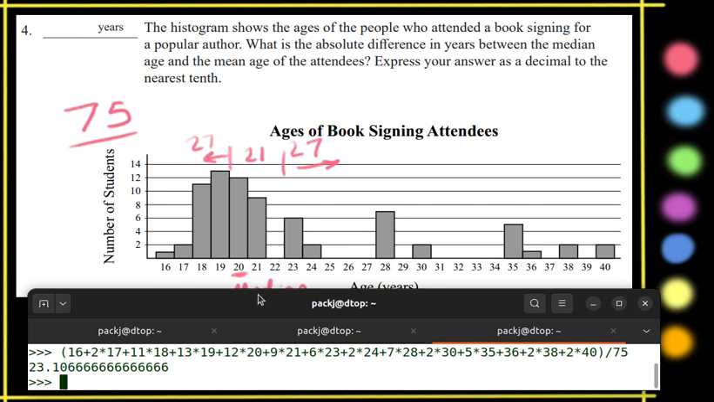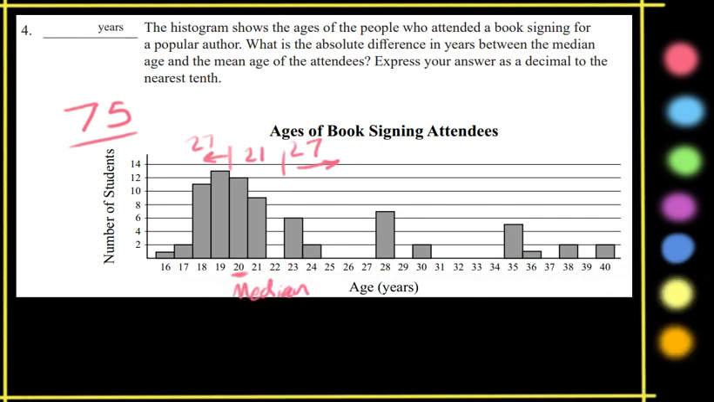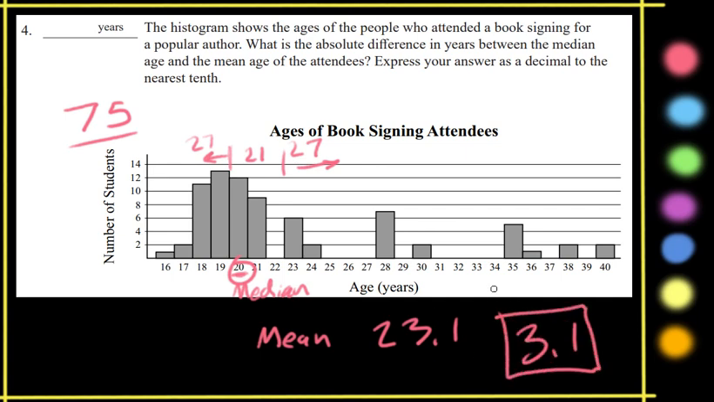But we are looking at an answer to the nearest tenth. So we can just take 23.1 as our mean, since our median is an integer. So our mean is 23.1. And we're going to take the difference between the median, which was 20, and the mean, which is 23.1, and that's going to give us 3.1 as our final answer.